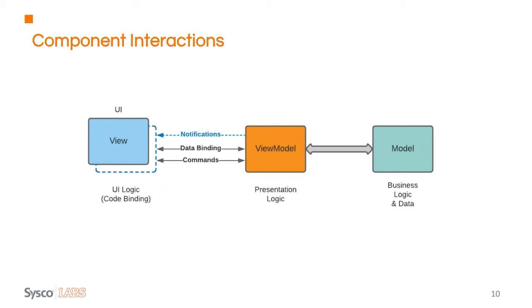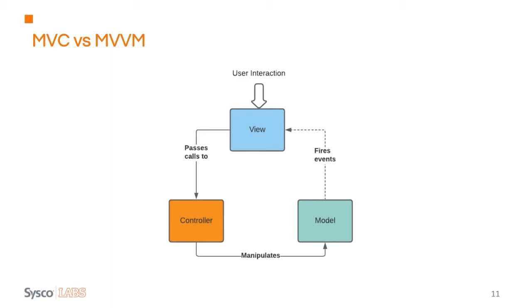But in the MVVM pattern, we have no such pass through. Rather, we directly call a ViewModel's method from the view layer using these ICommand interfaces. I will show all these interactions in real coding examples so that you understand this better. I'm just comparing this MVVM with MVC.